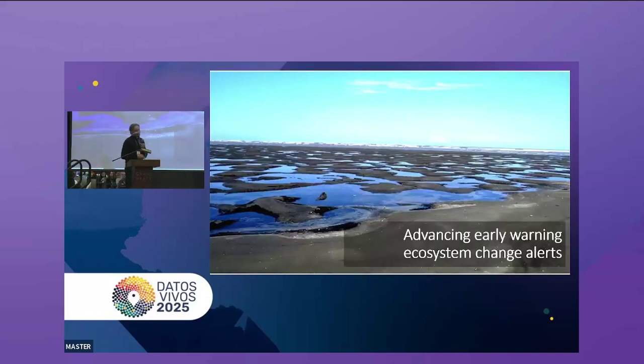The second front has to do with how we can support them in the capacity to assess change. And this is in the context of the work they do to produce quarterly ecosystem transformation alerts.